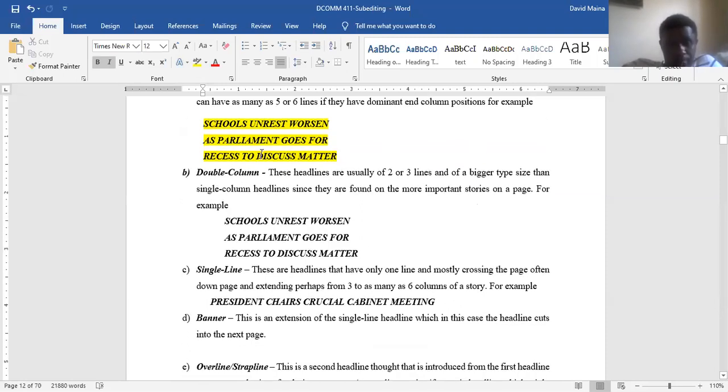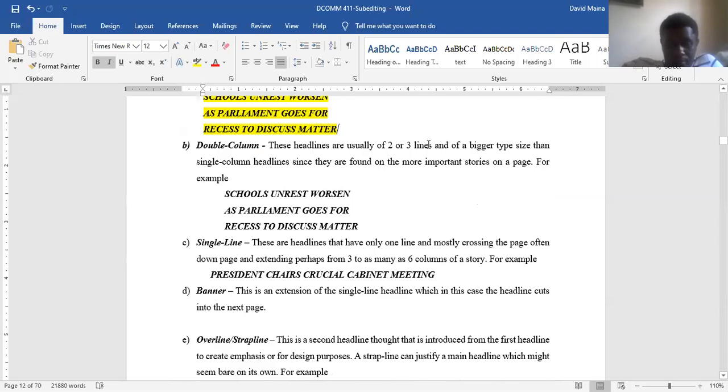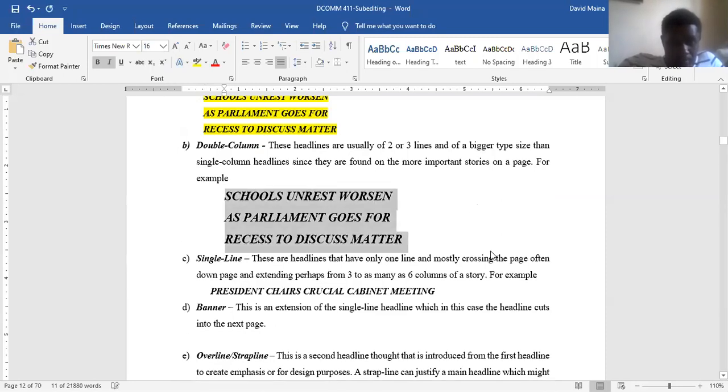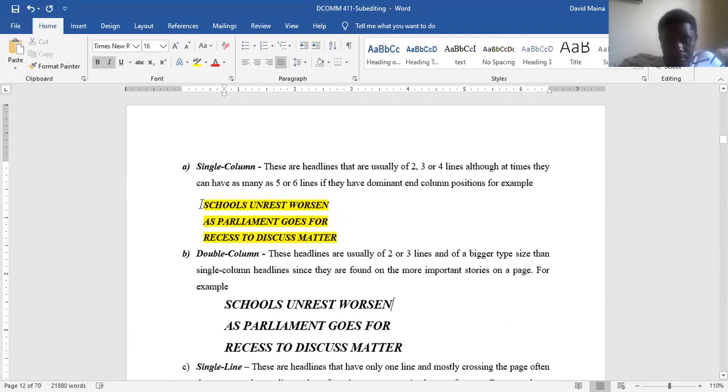Then we have the double column. They're usually 2 or 3 lines and of bigger type. Bigger type, we say that this type is higher, ni kubwa kuliko ingine, like that. That is of bigger type. Remember, it is 2 to 3 lines, but of bigger type than single column. This one is small type. This one is 12, and this one is 16.